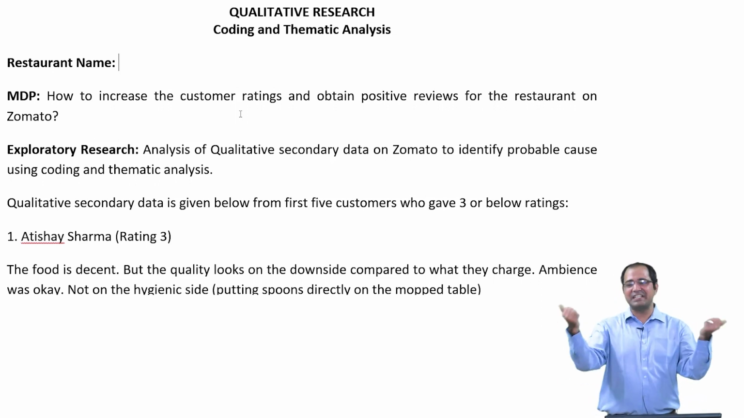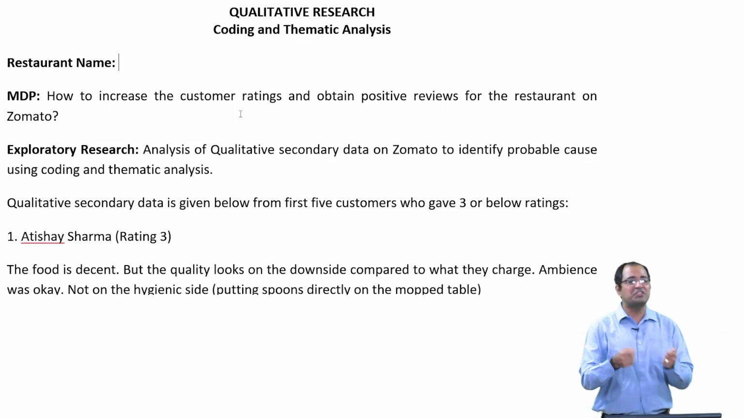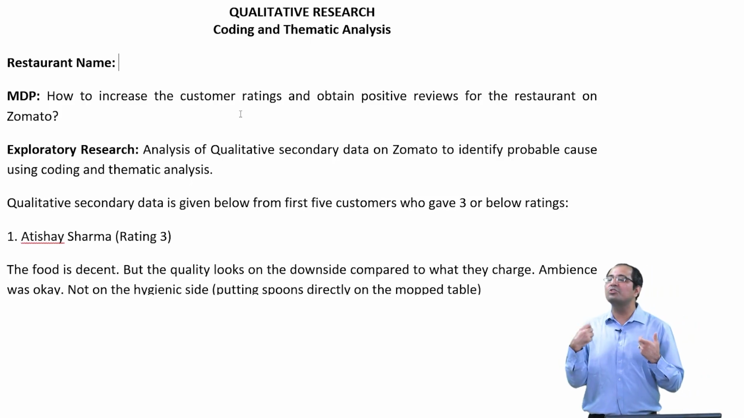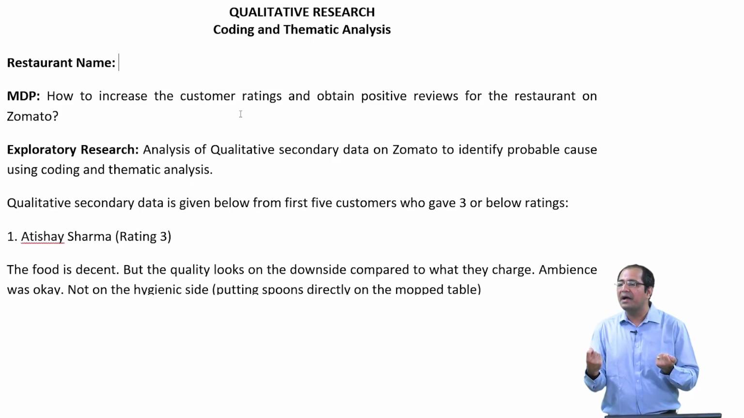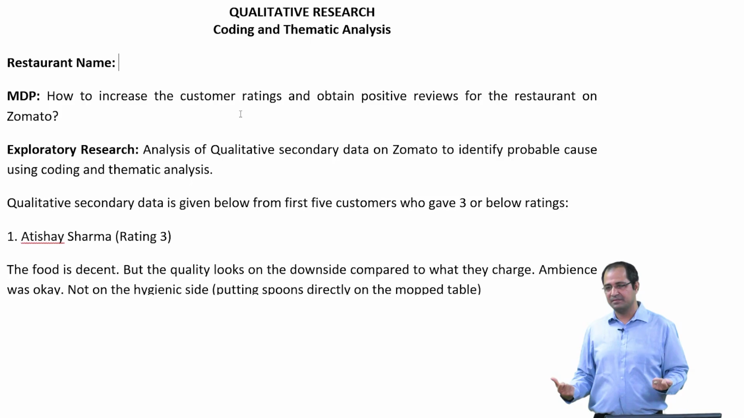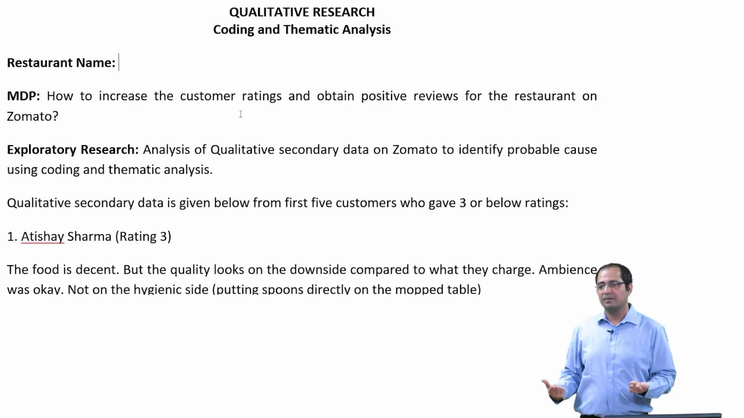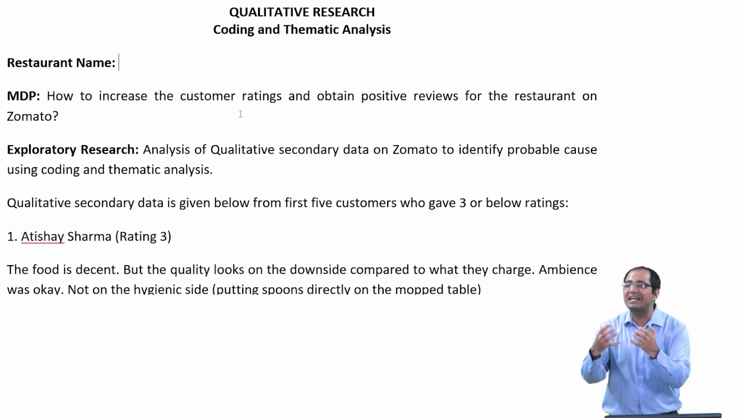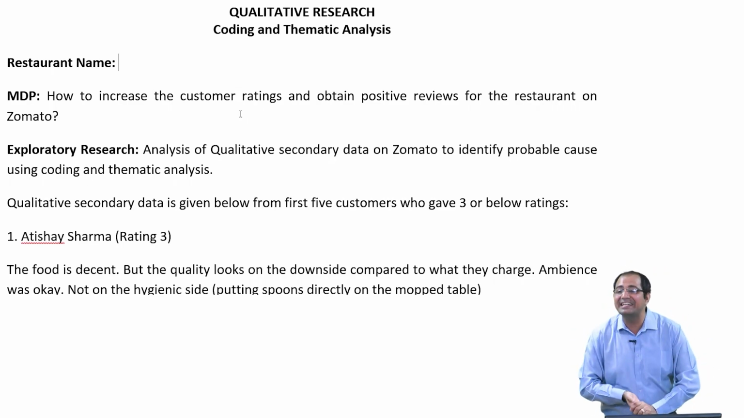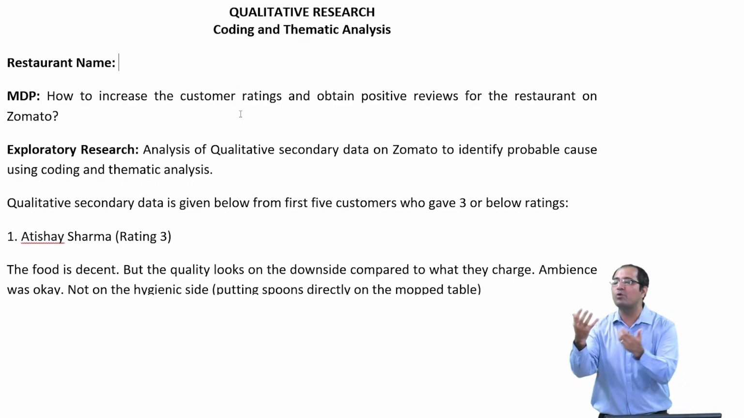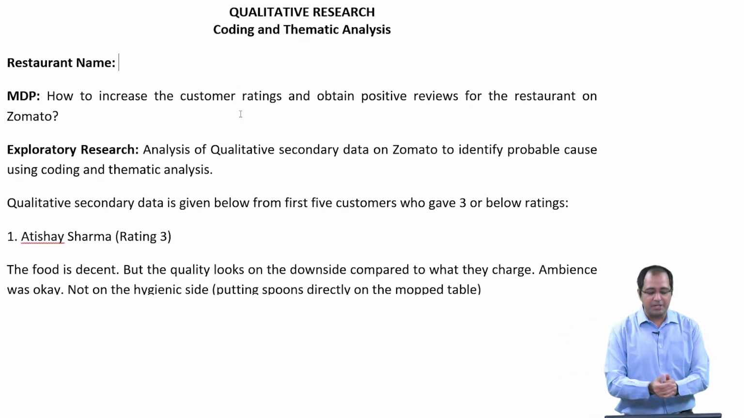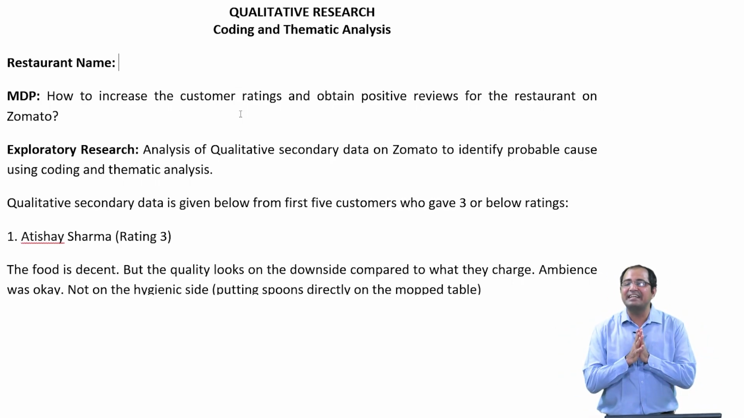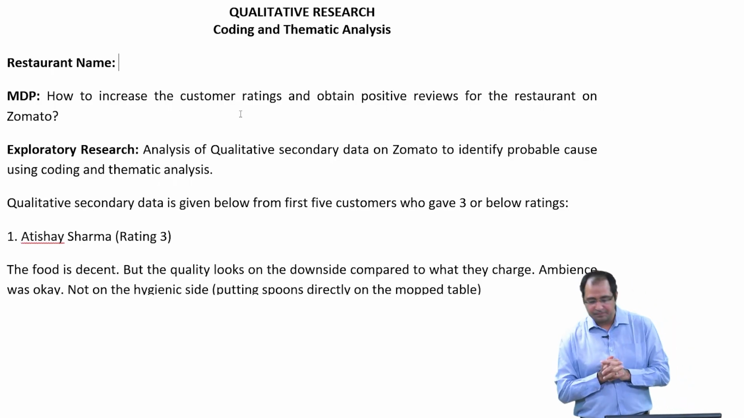So one of the ways is secondary data analysis, right? Now where is the secondary data? You go to Zomato and reviews are there. Right? Reviews are there. So that is a kind of secondary data. Now once you get to that secondary data, what to do with that data? So with the help of only 5 reviews, I am going to analyze that secondary data to get to the probable cause.